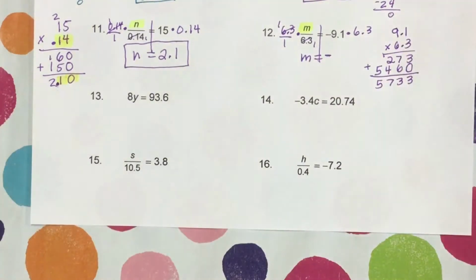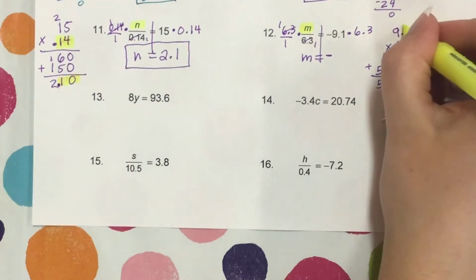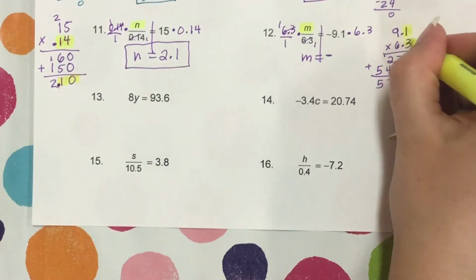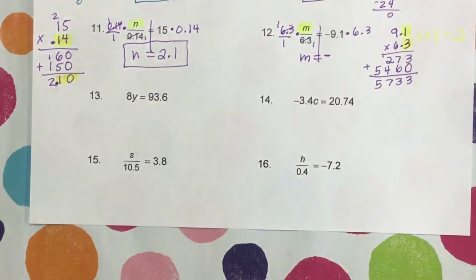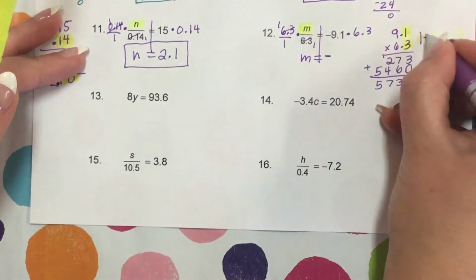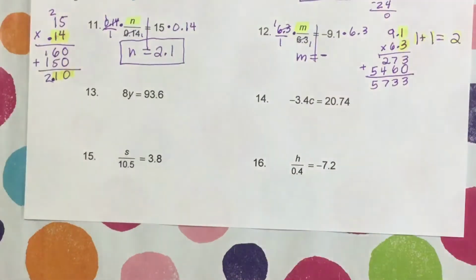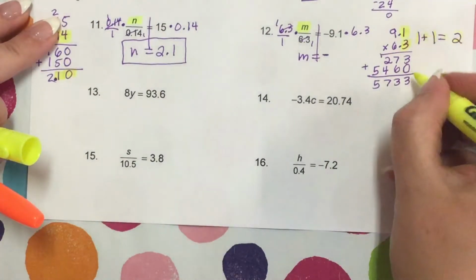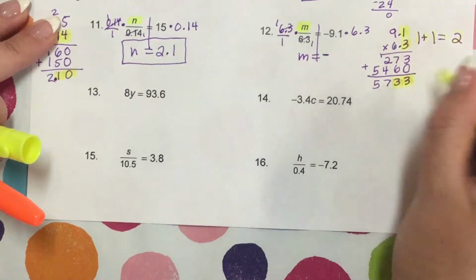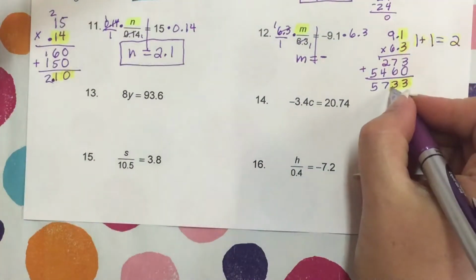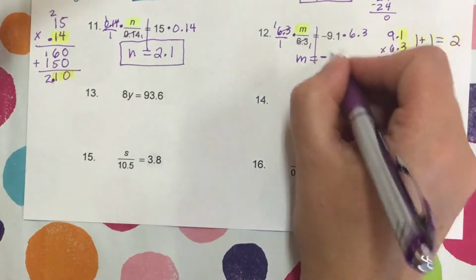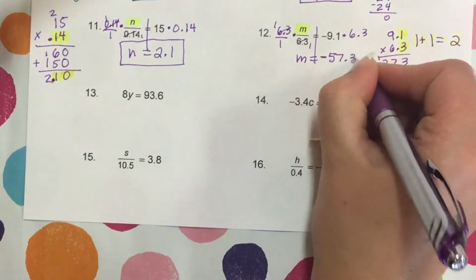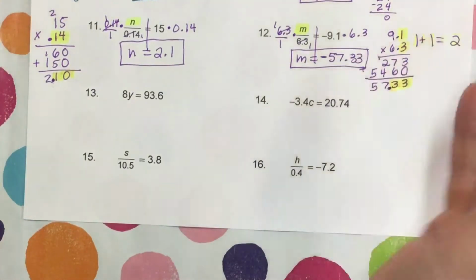And now this is where the decimals come into play. So 9.1 has 1 decimal place. 6.3 has 1 decimal place. That is 1 plus 1, which equals 2 decimal places. So that means my answer has to have 2 decimal places. So that's 1 decimal place, and that's the second decimal place, which means my decimal point needs to come right after those 2 places. So that's my answer. It's going to be negative 57.33. So if you got that right, great job.